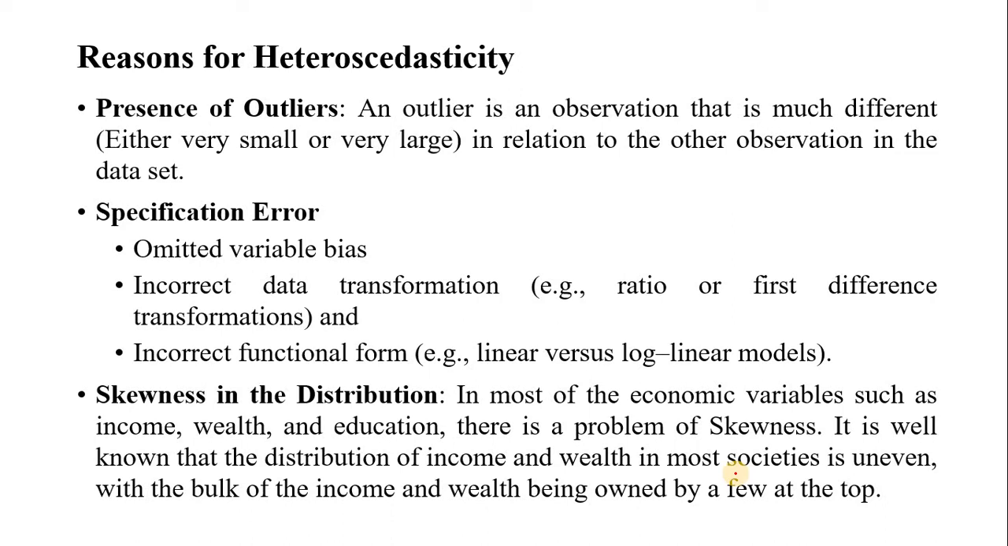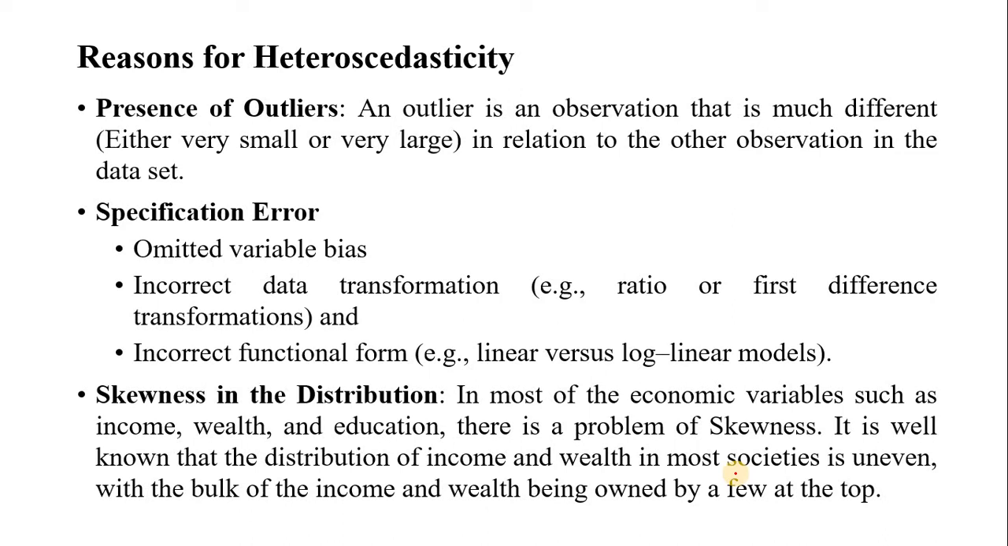Similarly, this is the case of the presence of outliers. If you have a very small value or a very large value compared to other values in your data set, then there will be an outlier, and this outlier will produce a heteroscedasticity problem.